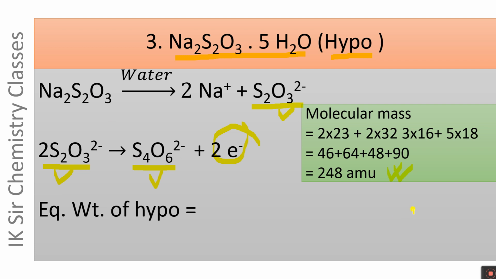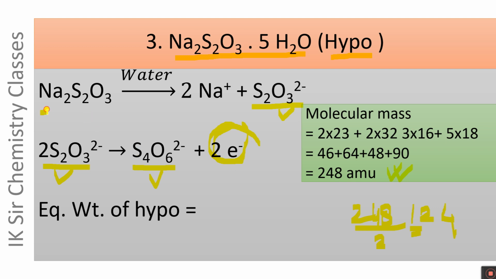If your answer is 124, which is obtained by dividing 248 by the number of electrons lost, 2, it will be totally wrong. The equivalent weight of a reducing agent is equal to its molecular mass divided by the number of electrons lost by its one molecule.